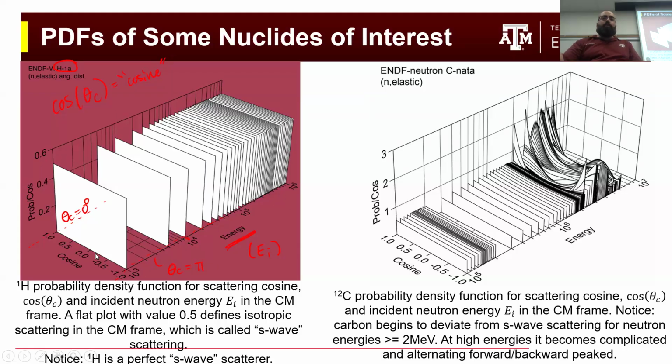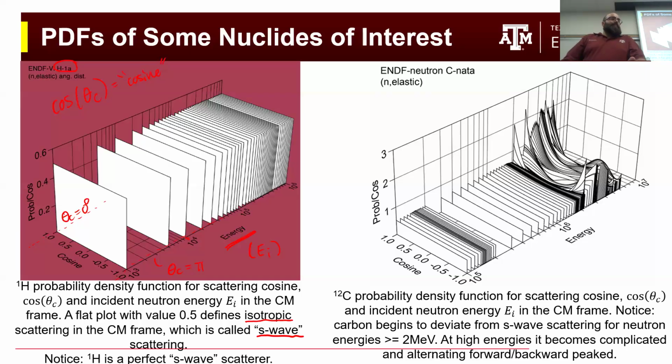It doesn't matter what the resulting angle I come out at, it's an equal probability to come out at any different angle. And so that means that the scattering for this nuclei is isotropic, and that the angles that I come out with have an equal chance. I have an equal chance of coming out of that reaction at any different angle. And we call that isotropic. This is what isotropic scattering would look like. It's also called S-wave scattering. So hydrogen is a perfect S-wave scatterer. It's always going to do isotropic scattering.